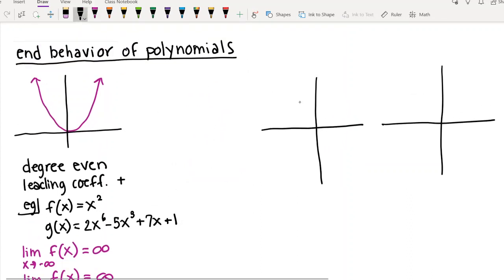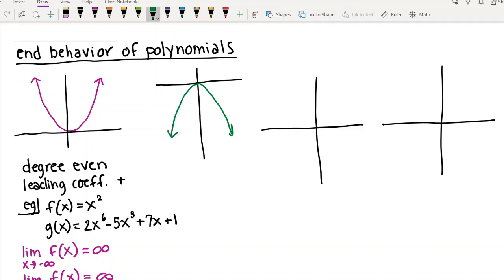So the next one is if you have still an even degree, but now you have a negative leading coefficient, that means the graph is going to have a general shape kind of like an upside down parabola. And I still didn't do this exactly how I want. Let me just fix that. Okay, so this is if you have a degree that is still even, but a leading coefficient that is negative.